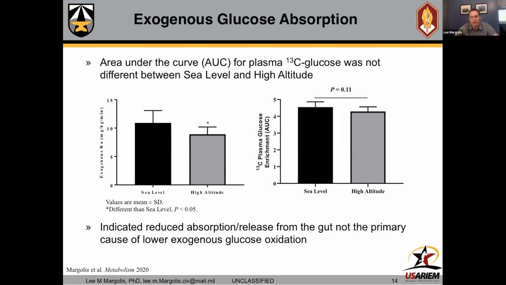However, when we looked at the area under the curve for the plasma C13 glucose, which could only come from our beverage that we provided during exercise, we saw a similar trend in the direction of the data. Numerically it was lower at high altitude compared to sea level, but it wasn't statistically different. So this could indicate that reductions in absorption and release of exogenous glucose from the gut may partially contribute to lower exogenous glucose rates, but isn't likely to be the primary factor causing the decline.